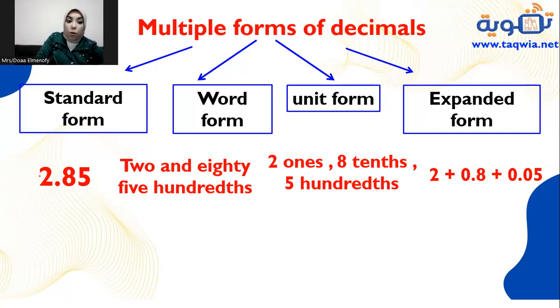So here we can write the whole number, and then you can write the decimal part. So we're going to write it as 2 plus 0.85. Okay?